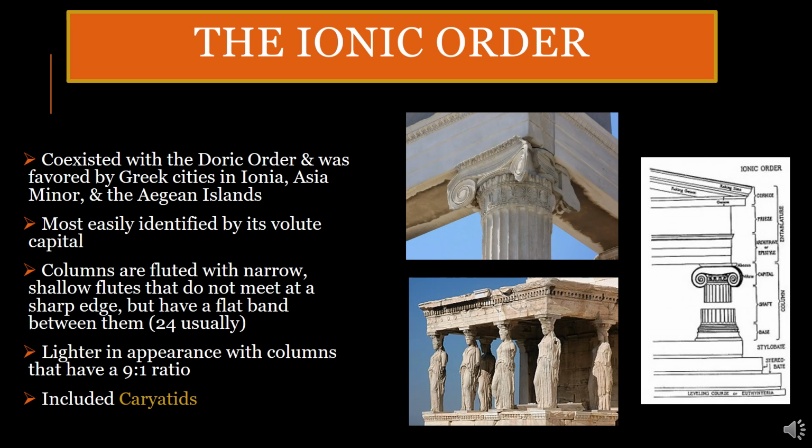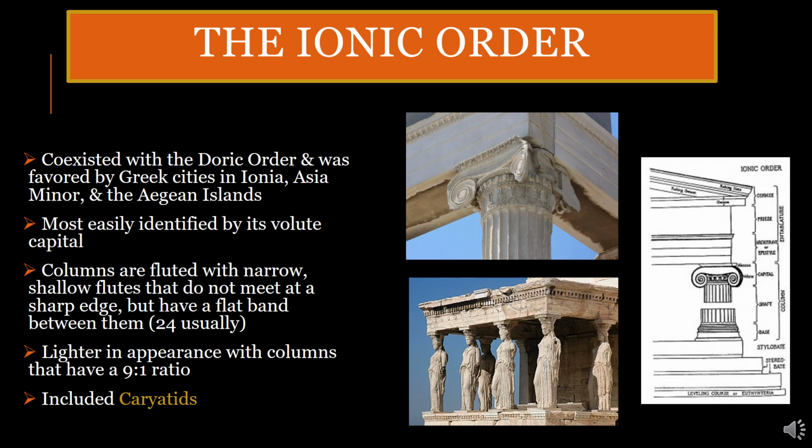The Ionic order coexisted with the Doric order and was favored by Greek cities in Ionia, Asia Minor, and the Aegean Islands. It did not evolve into a clearly defined style until the mid-5th century BCE. Early Ionic temples in Asia Minor were particularly ambitious in scale. The Ionic order is most easily identified by its voluted capital.